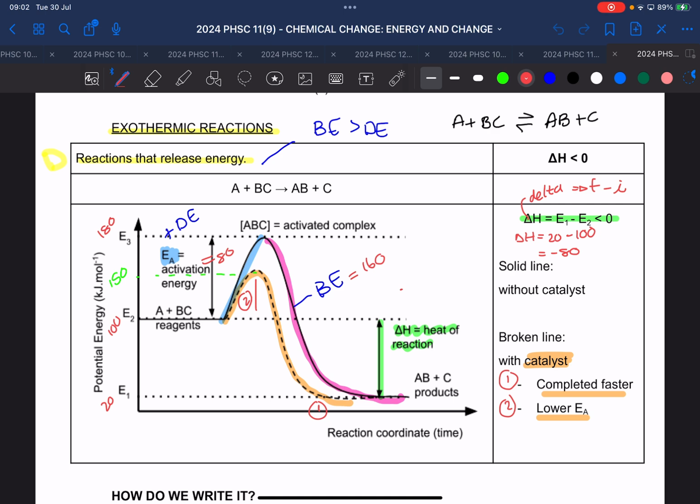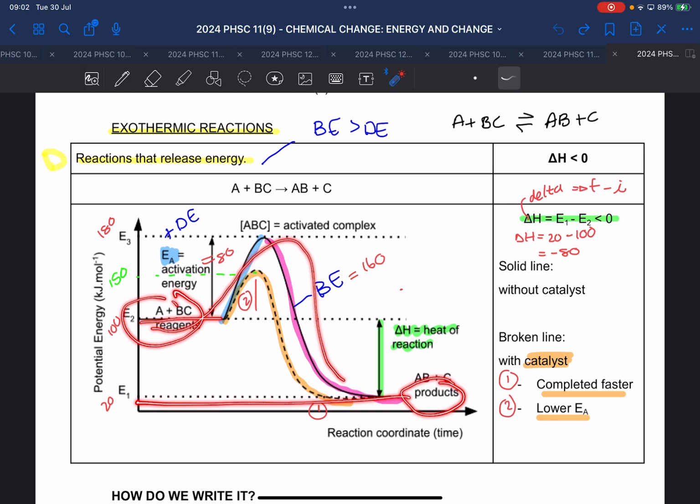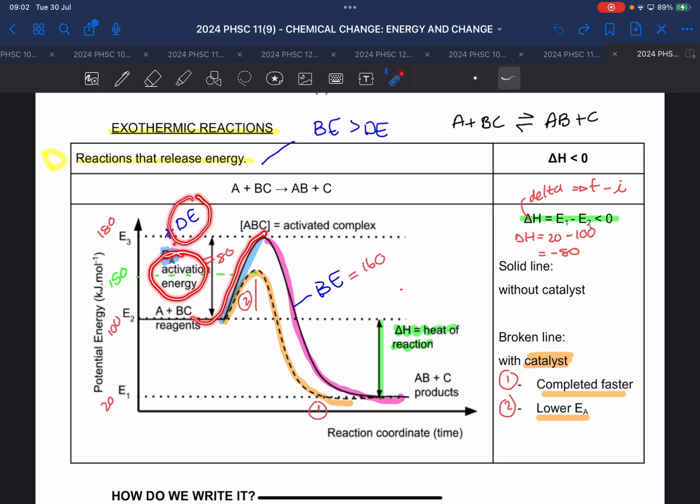Okay, so that is why when we look at the graph, you see the energy of the reagents is much higher than the energy of the products because it gives off more energy. The energy that it takes in is called the activation energy or the dissociation energy. What is activation energy again? The minimum energy required for a reaction to take place. Okay, and then it gives off energy. It's called the bonding energy.